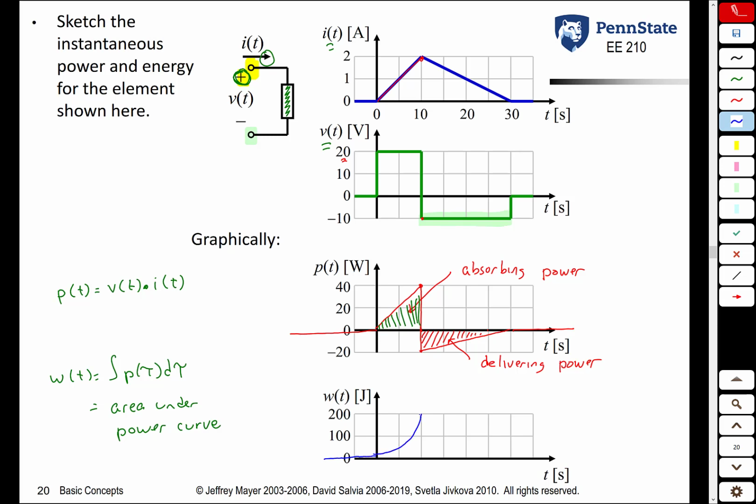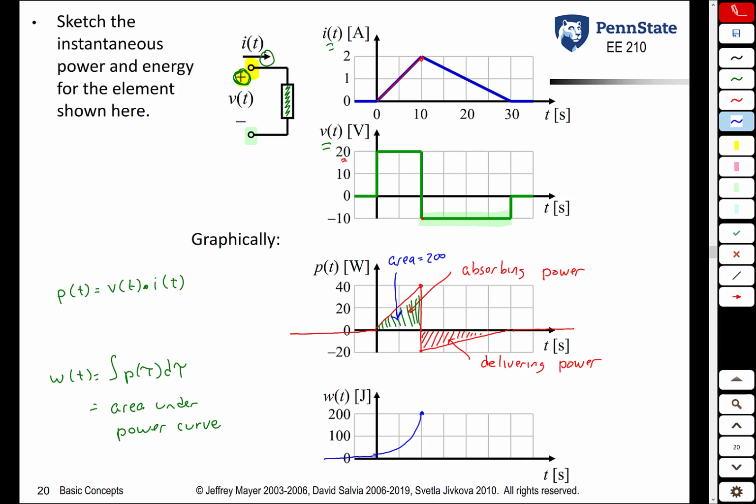So for the value at 10 seconds, you have to look at the area inside this triangle. A triangle has a height of 40, a width of 10. 40 times 10 is 400, divided by 2. You get the area is 200. So the value at 10 seconds is 200 joules.